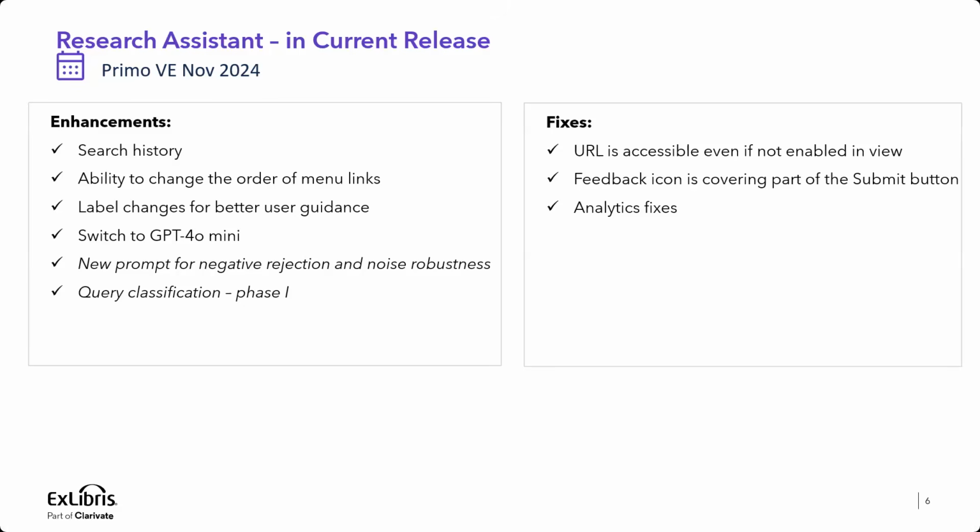That's why we responded quickly and we applied a fix where the URL will not be accessible unless one of the two parameters is being enabled in the view. The feedback icon was covering part of the submit button. We fixed it for November. And there are a few analytics fixes.